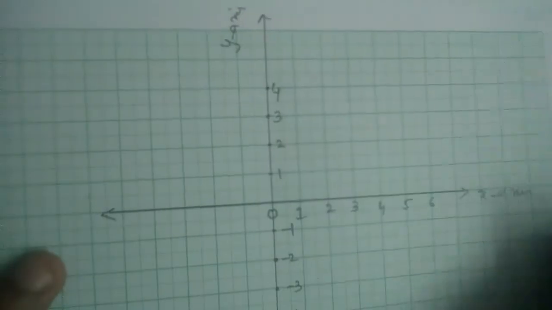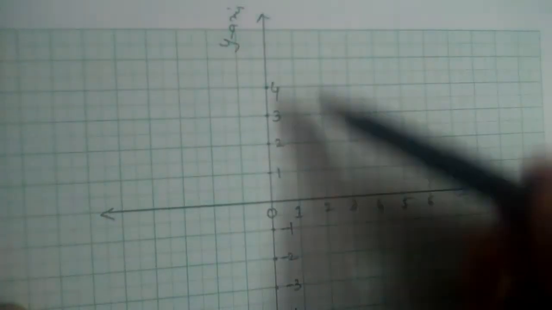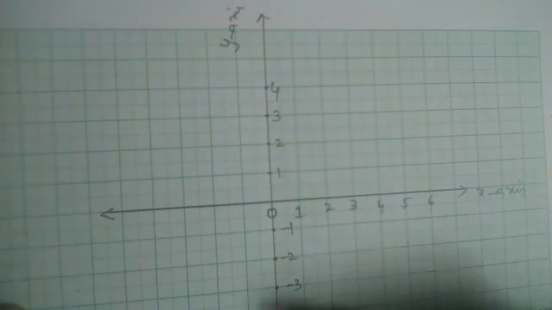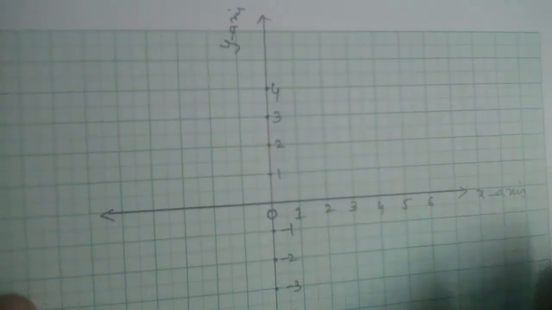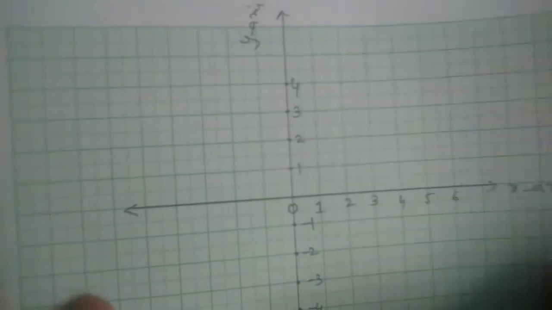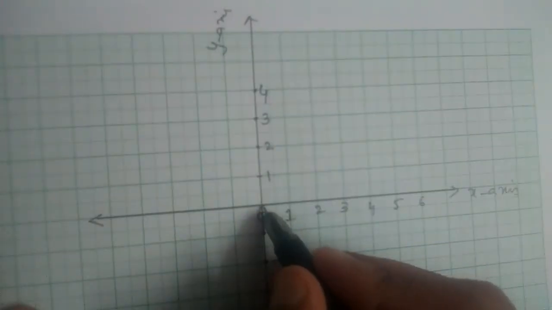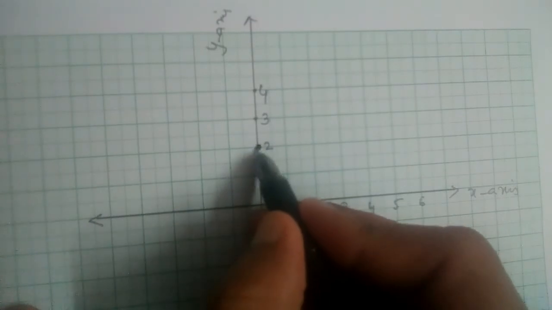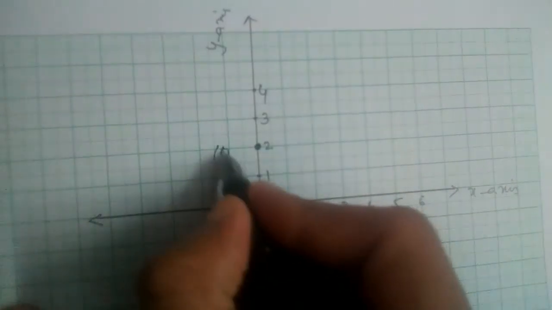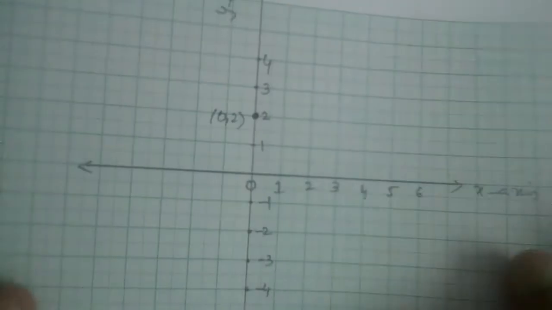Okay. Let us plot these 3 points on the graph. So I have a small graph here. This is our x-axis and this is our y-axis. Okay. So what is the first point? (0, 2). So x is 0 here, y is 2 here. So this is the point (0, 2), right?